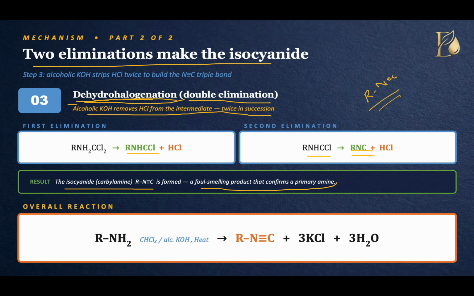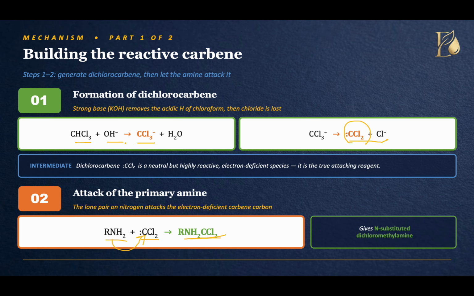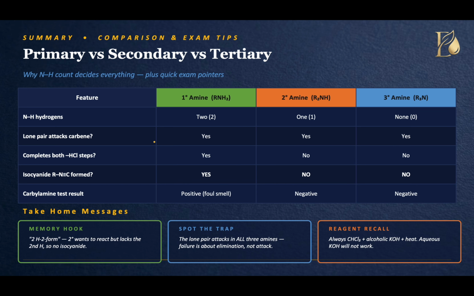But we know the first step can happen, the formation of the dichlorocarbene, and as a result of this formation, the attack of the amine. This can happen, right? Because the nitrogen has a lone pair and the dichlorocarbene has electron deficiency. So we can say that step is possible. The lone pair can attack the carbene.